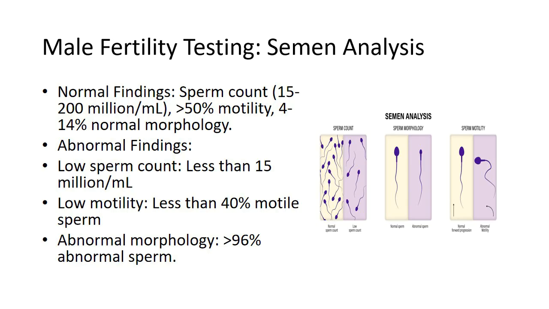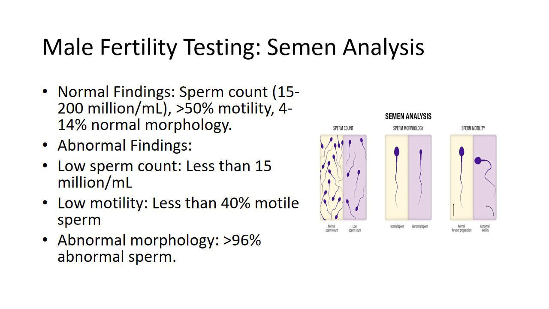Normal findings. Sperm count: typically, a normal sperm count ranges from 50 million to 200 million sperm per milliliter. Sperm motility: 50% or more of sperm should be able to swim forward, which is progressive motility. Sperm morphology: at least 4 to 14% of sperm should have a normal shape.